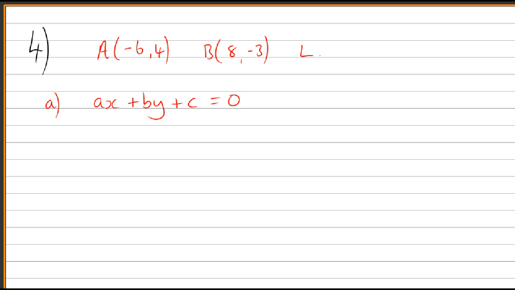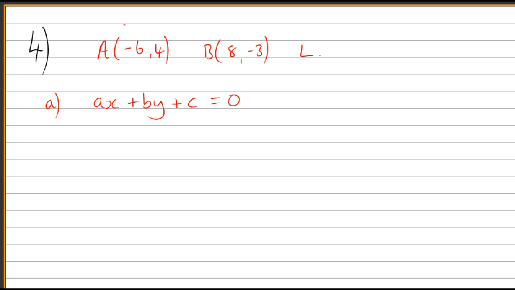Question number 4. We are told the point A has coordinates -6, 4 and B has coordinates 8, -3 and they both lie on the line L. Part A is asking us to find an equation for the line L in the form ax plus by plus c equals 0.